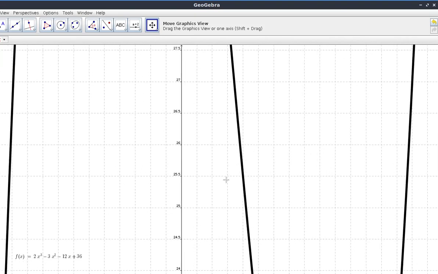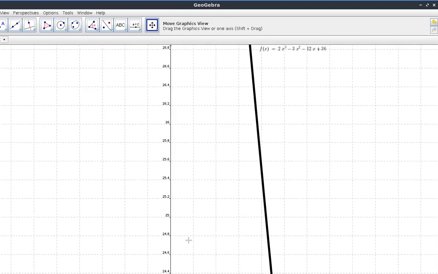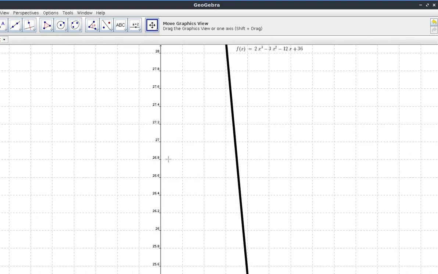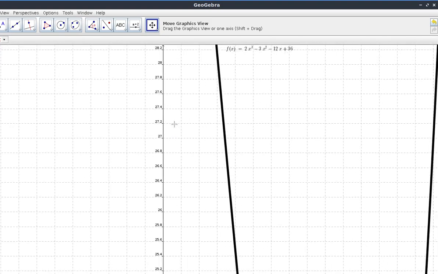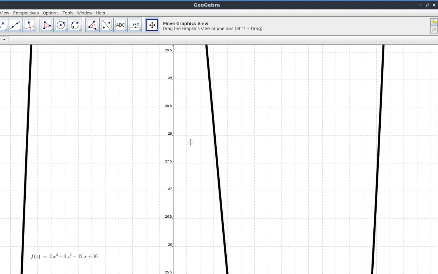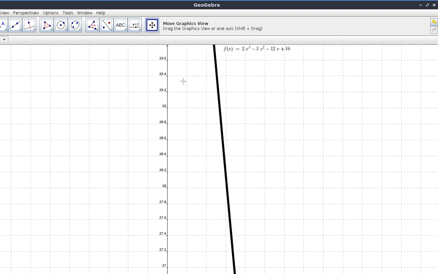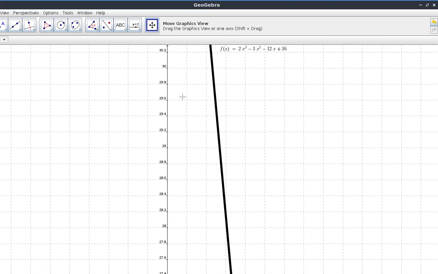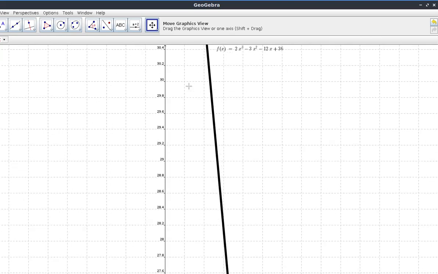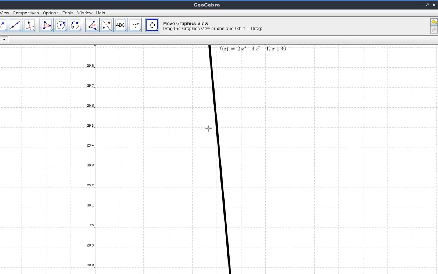So, it's half, 29 and a half. Let's see if we can find it. Where's 29 and a half? Let's zoom out a bit. 28, 29, 29.5. Alright, 29.5 is right here.